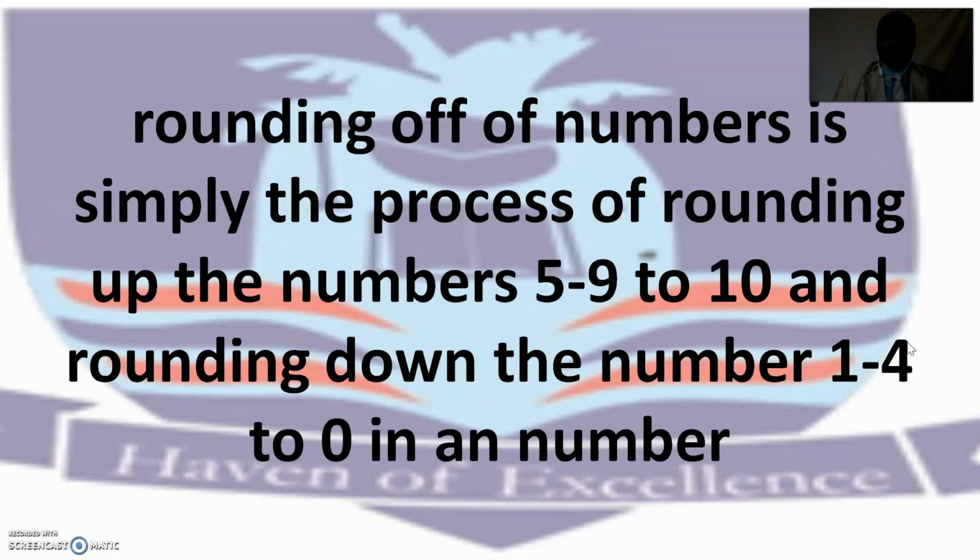What is rounding off of numbers? Rounding off of numbers simply means rounding up the numbers 5 to 9 to 10. That means when you are to round off those numbers, wherever you see the number 5, 6, 7, 8, or 9, you replace it with a 0 and add 1 to the number immediately after it. Whereas for the numbers 1 to 4, you round them down to 0, meaning that you replace them with a 0, but you don't do anything to the numbers after them.